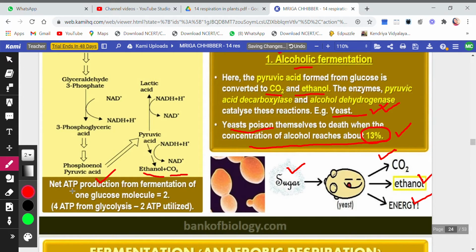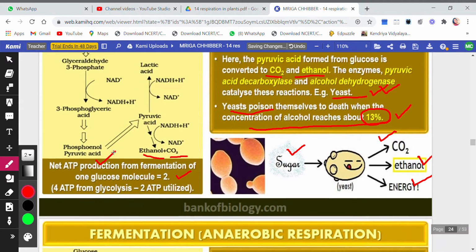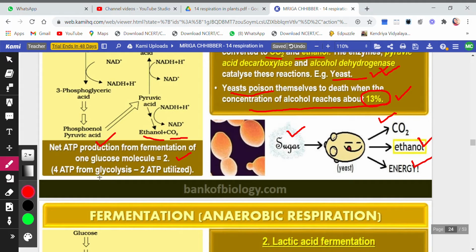And here, children, the net ATP production for the fermentation of one glucose molecule is 2. As you see, the net ATP production here is 2. So 4 ATP from glycolysis minus 2 ATP are utilized. So what are we getting? The ultimate result is only 2 ATP. 4 ATP were the products given from the glycolysis.